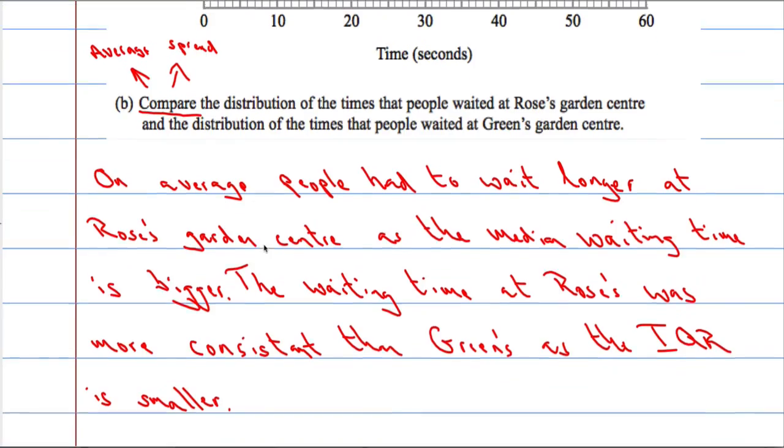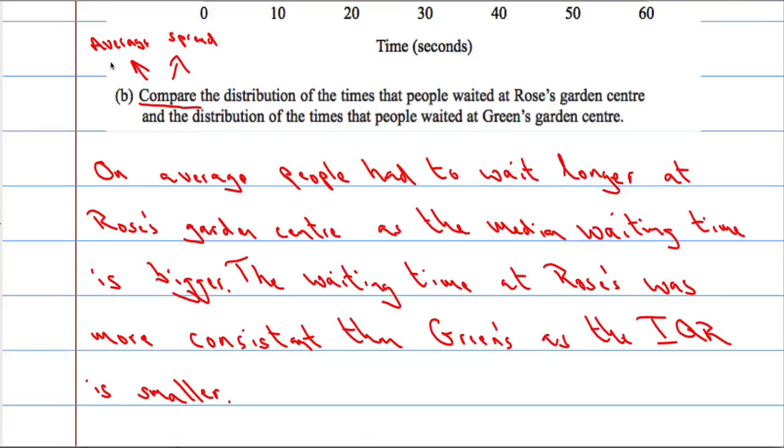And that's all you have to do to get your marks there. So remember to always comment on an average and a measure of spread, usually the interquartile range, and that will get you full marks.